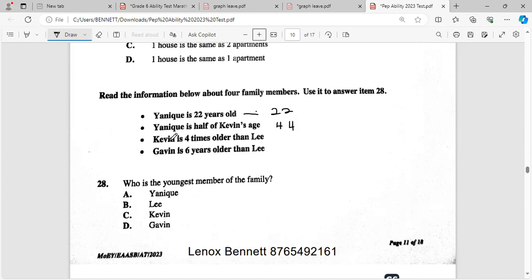And they say Kevin is 4 times older than Lee. So Lee is what times 4 gives you 44? Sir, 11. And they say Gavin is 6 years older, so Gavin is 17. It's correct. Good job, Kimaya. So Lee is the answer.